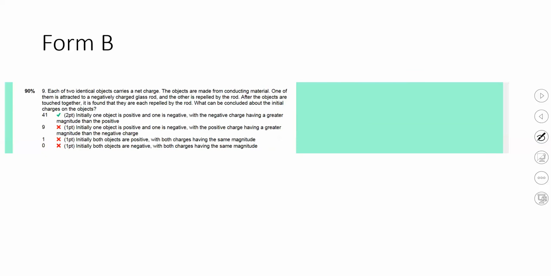It said a negatively charged rod. So you had a negatively charged rod, and one was attracted, so that means that it was positive, and one repelled, that means it was negative. And after the objects are touched together, they're both found to repel, so they're both negative. Well, in this case, there is a net excess of negative charges, so that both are negative at the end.